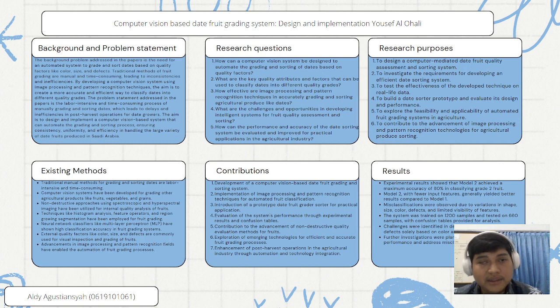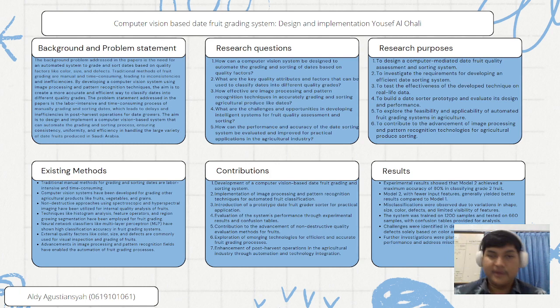The problem statement addressed in the paper is the labor-intensive and time-consuming process of manually grading and sorting dates, which leads to delays and inefficiency in post-harvest operations for date growers. The aim is to design and implement a computer vision-based system that can automate the grading and sorting process, ensuring consistency, uniformity, and efficiency in handling the large variety of date fruits produced in Saudi Arabia.